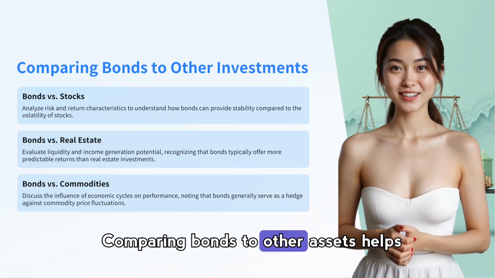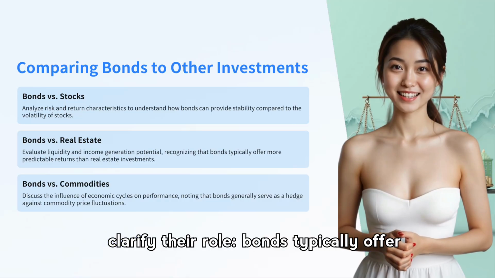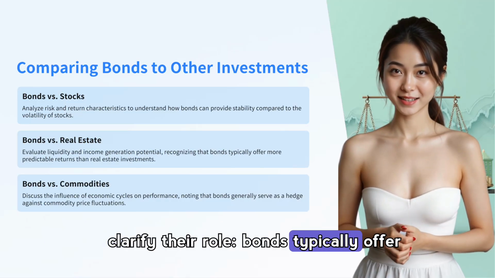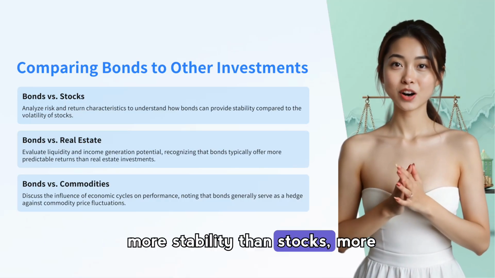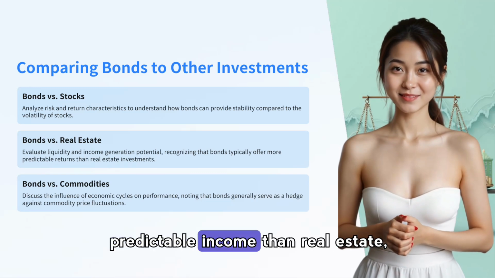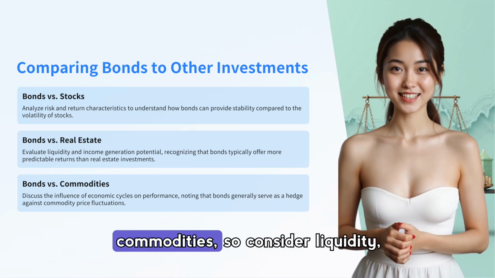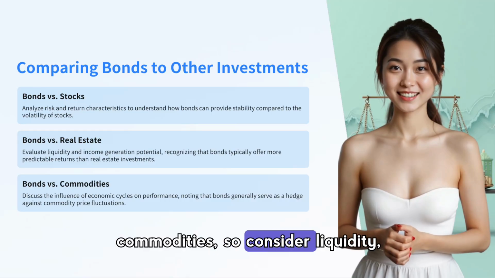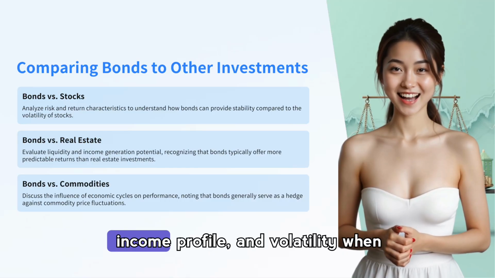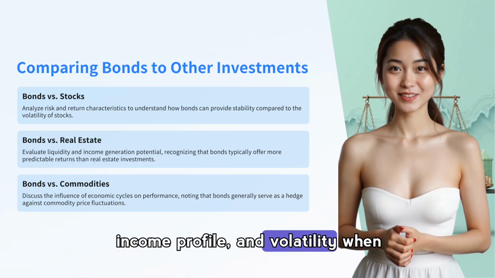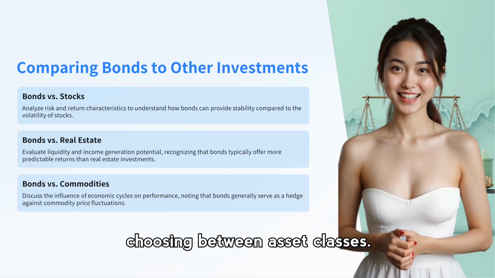Comparing bonds to other assets helps clarify their role. Bonds typically offer more stability than stocks, more predictable income than real estate, and can act as a hedge versus commodities. So consider liquidity, income profile, and volatility when choosing between asset classes.